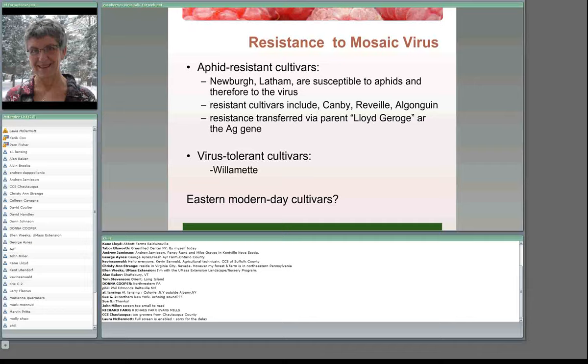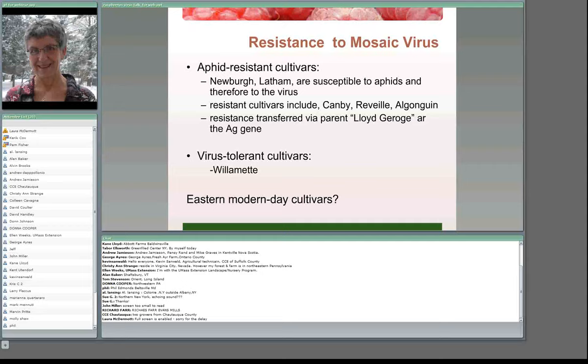are very susceptible to mosaic virus, whereas some other cultivars such as Canby, Reveille, and Algonquin have this AG gene, which comes from a parent. Plant breeders know how to transfer or breed for varieties that have this AG gene and are therefore resistant to aphids and the virus. But unfortunately, I couldn't find a lot of information about this resistance in some of our modern-day cultivars grown in the Northeast.